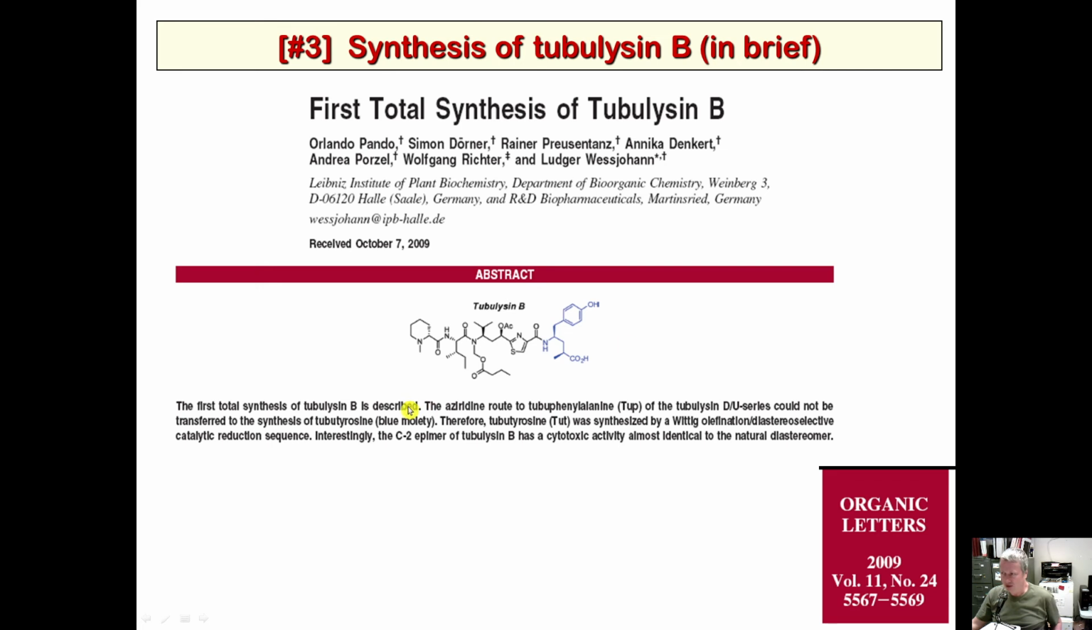Here's the abstract, and you can see that's the molecule, tubulysin B, one of the tubulysins. There are a couple of them. The first total synthesis of it is described. The aziridine route could not be transferred to the blue moiety. We'll talk about the chemistry as we go through, showing the key parts and how they attach them all together. So it's a pretty reasonable chemistry paper.